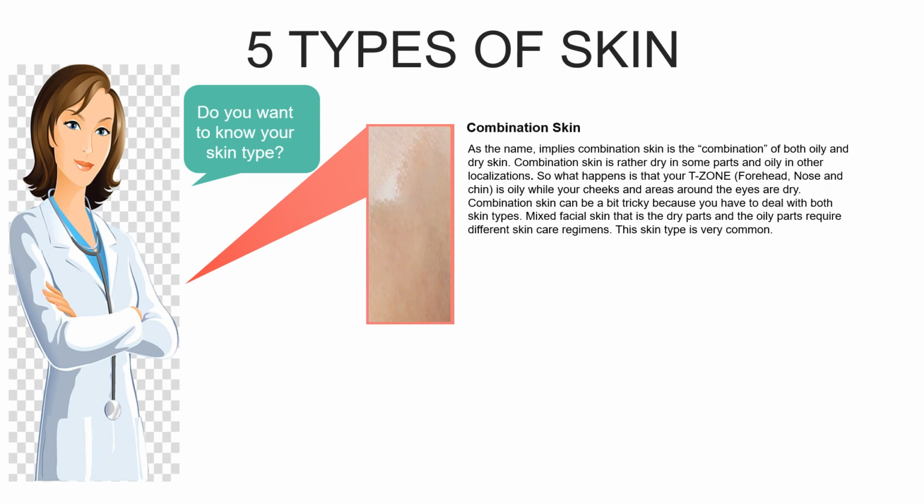Lastly, we will discuss combination skin. As the name implies, combination skin is the combination of both oily and dry skin. Combination skin is rather dry in some parts and oily in other localizations. So what happens is that your T-zone, that is forehead, nose and chin, is oily, while your cheeks and other areas around the eyes are dry.